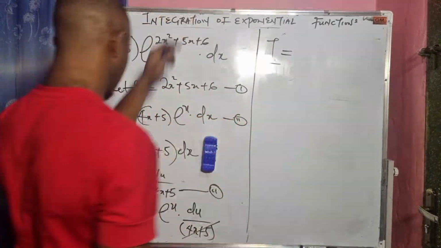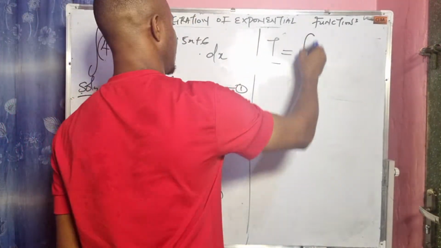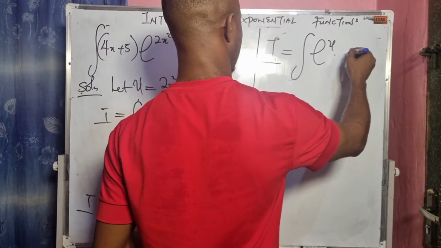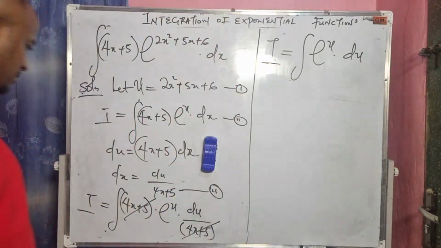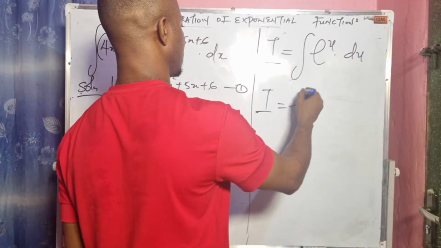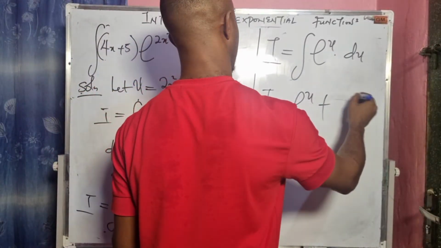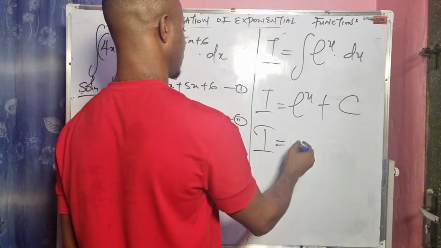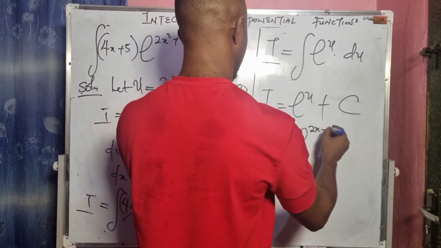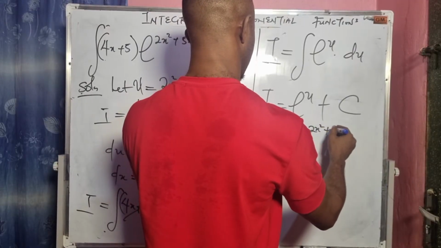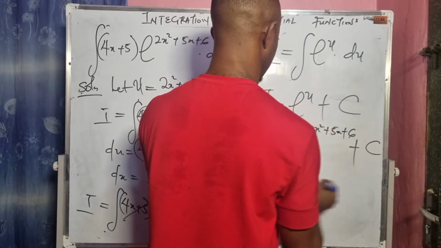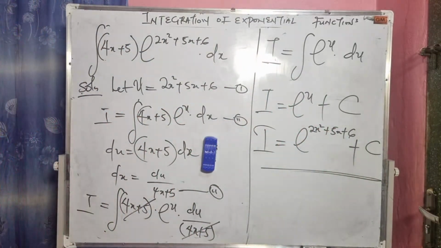So we are left with I equals the integral of e^u du. And that will give us the integral equals e^u plus what? Plus c. So our I becomes e to the power of 2x² + 5x + 6, then plus c. That's the final answer. I will pause here for now.